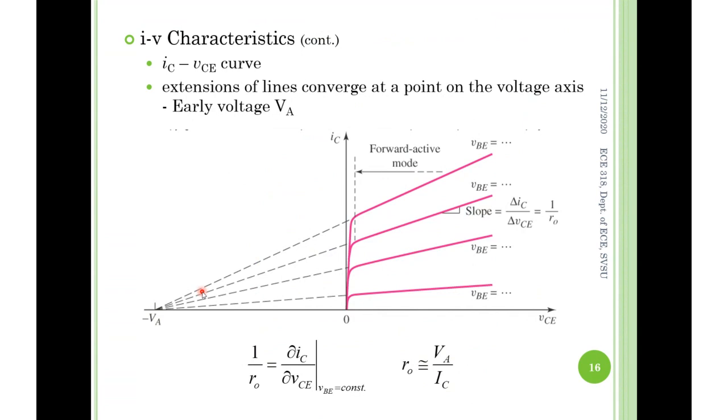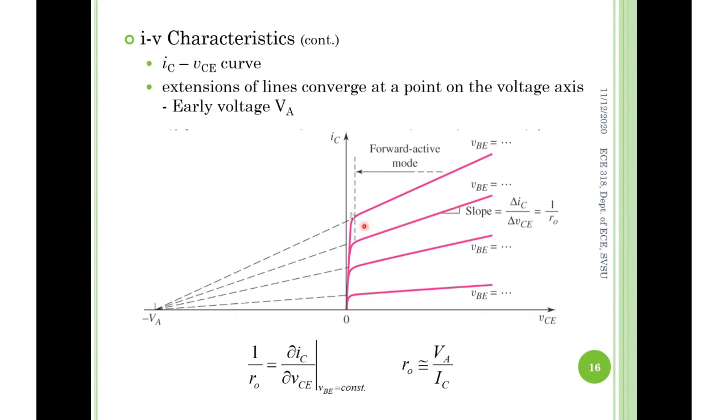What does it mean to ignore it? We ignore it because R naught equals VA over ID in MOSFET. If VA is too big, R naught is too big. Too big a resistance means what? Open circuit, right? That's why we ignore it. Okay, why is VA big?